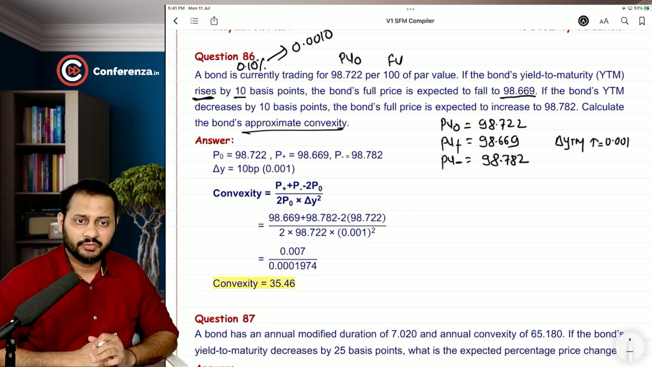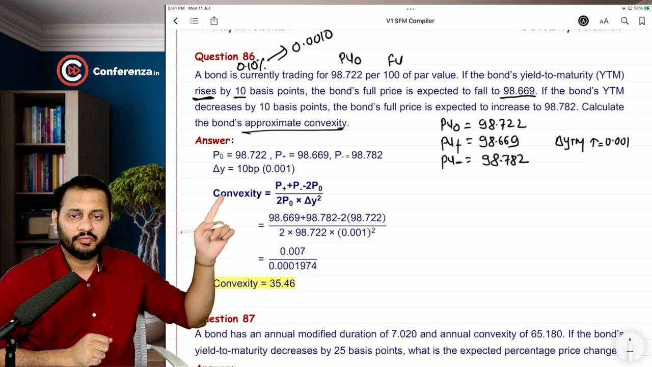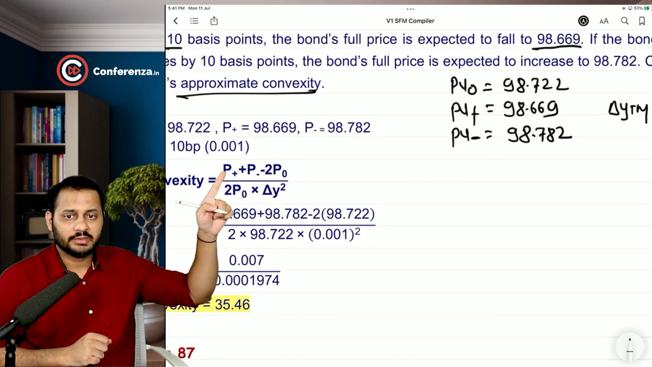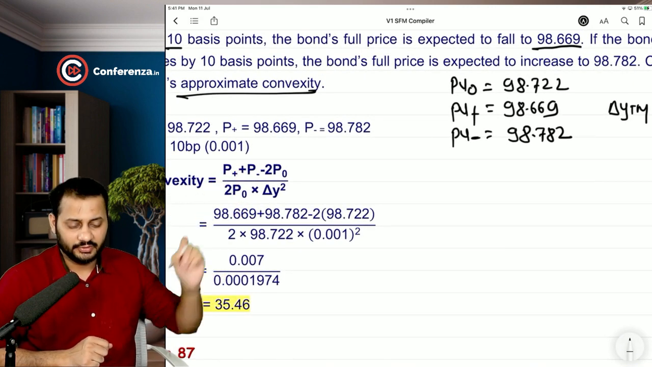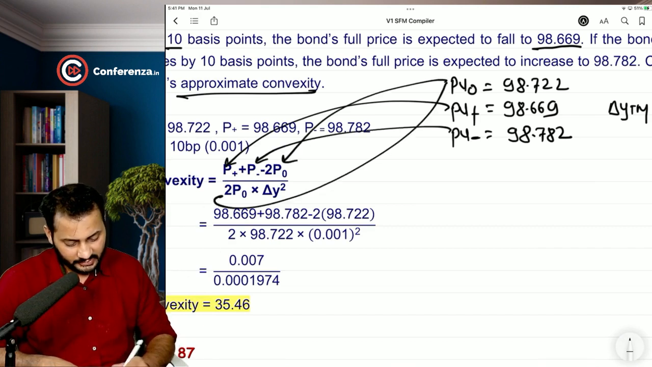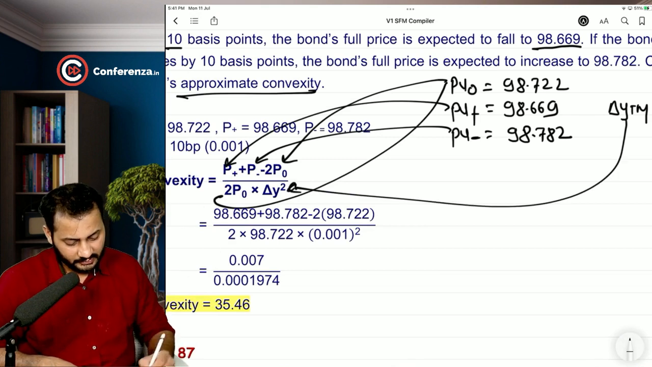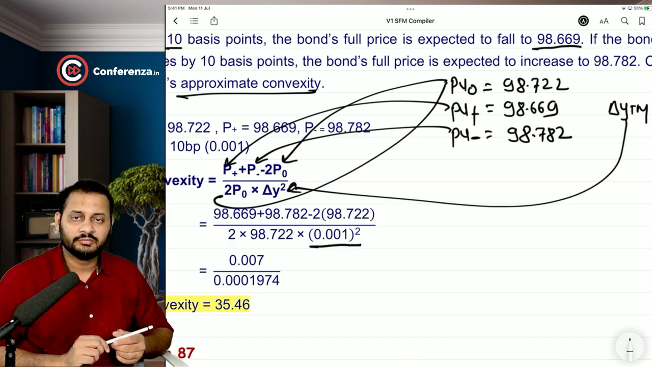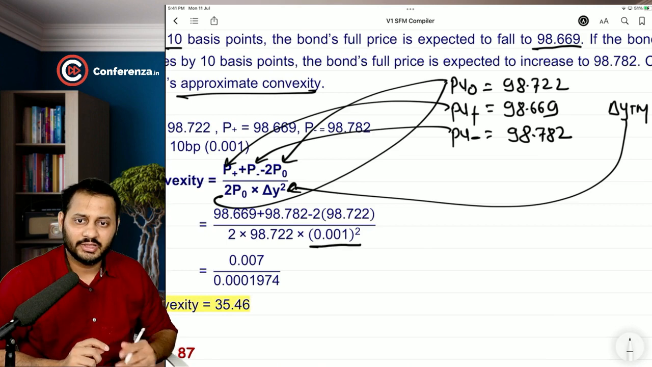Calculate the bond's approximate convexity. They have given you the change in YTM also. Convexity formula: P plus, P minus, 2 into PV0. So P plus is this figure, P minus is this figure, PV0 is this figure, and change in YTM is this figure, 0.001 square. Put down the values and you will get the answer.